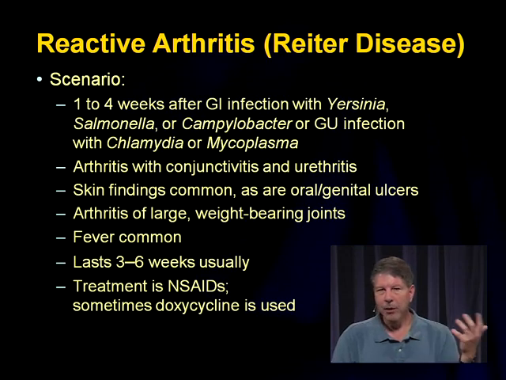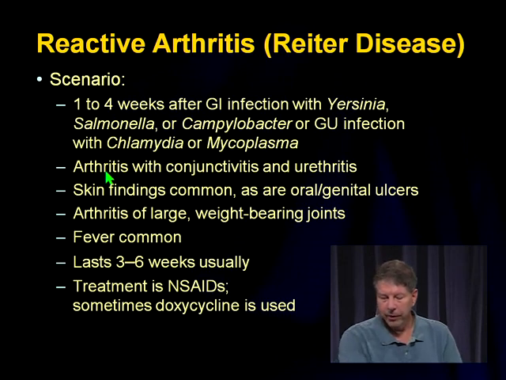So they had some kind of diarrheal illness, or they had a urethritis in the last couple of weeks, and now they come in with an arthritis, with a conjunctivitis, and they have urethritis. So these three things: arthritis with conjunctivitis and urethritis. They'll commonly have oral genital ulcers with it. Usually it's an arthritis of a big joint, okay, so like a hip. Fever's common. It'll last 3 to 6 weeks, and you just treat them with NSAIDs. Sometimes doxycycline is helpful. I think they mainly want you to figure out what's going on here, okay, that this is reactive arthritis.